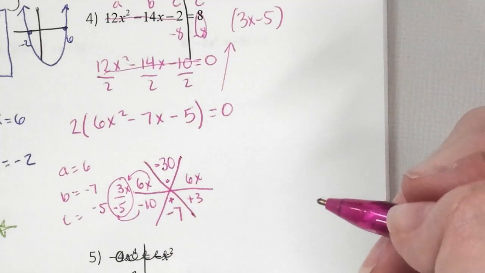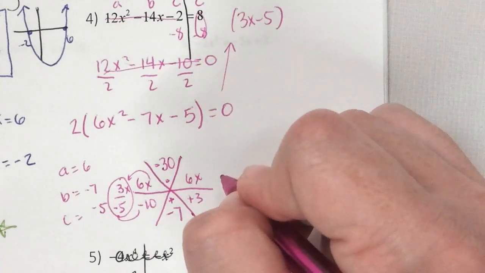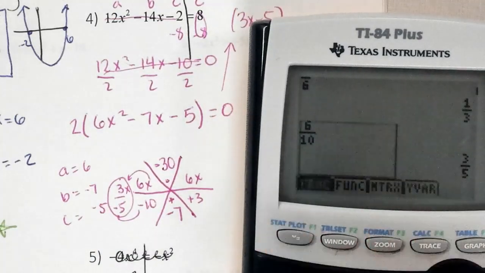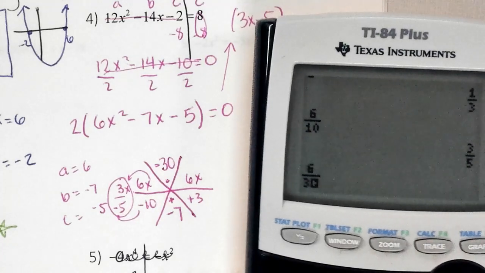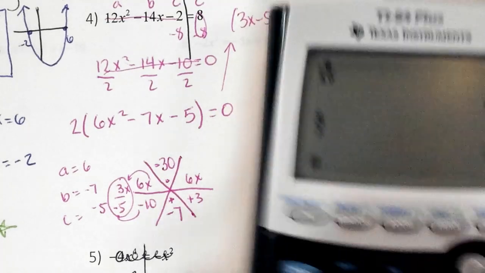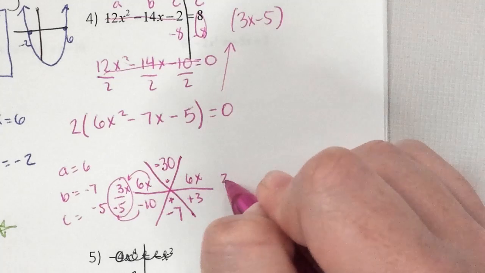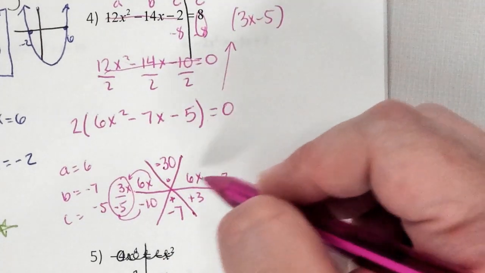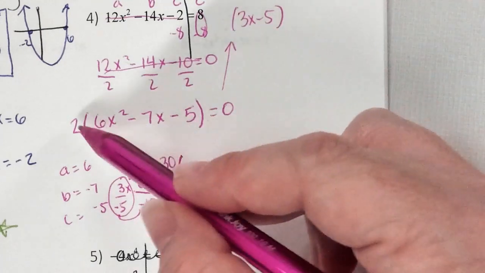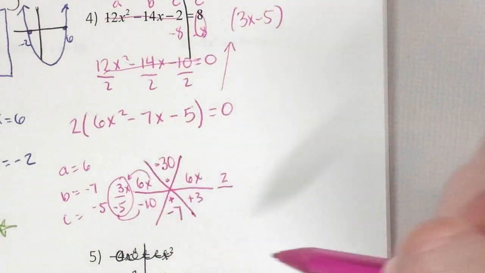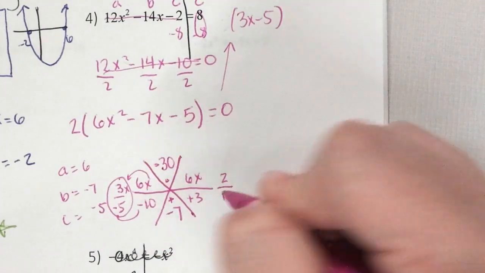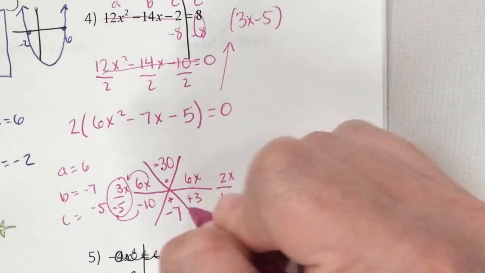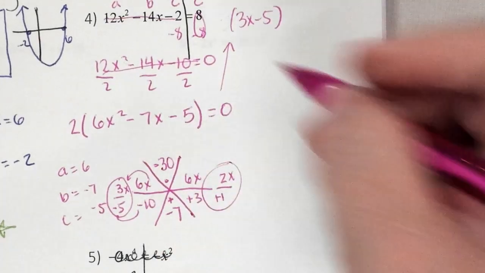What does 6 over 3 simplify to? 2. If you type in your calculator 6 over 3, it gives you 2. But what did I say you have to have over here? A fraction. You have to have a fraction. Because if it was just 2, that would be a GCF at the beginning. That wouldn't be something you factor to find. So you have to have a fraction here, so it's 2 over 1. Bring over your x, bring over your plus sign, and it's 2x plus 1.